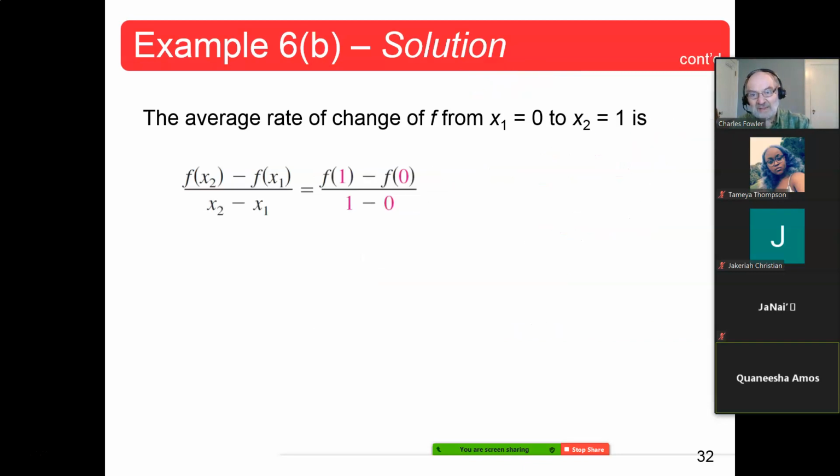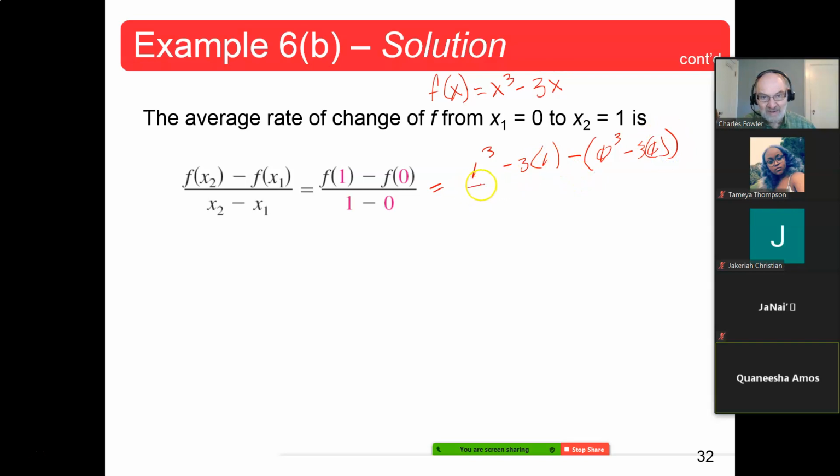Between the next one, 0 and 1, this is going to be, remember your f of x is equal to x cubed minus 3x. So this is going to be 1 cubed minus 3 times 1 minus 0 cubed minus 3 times 0.